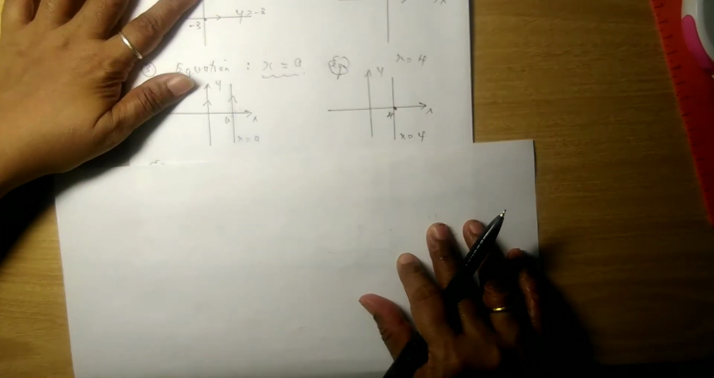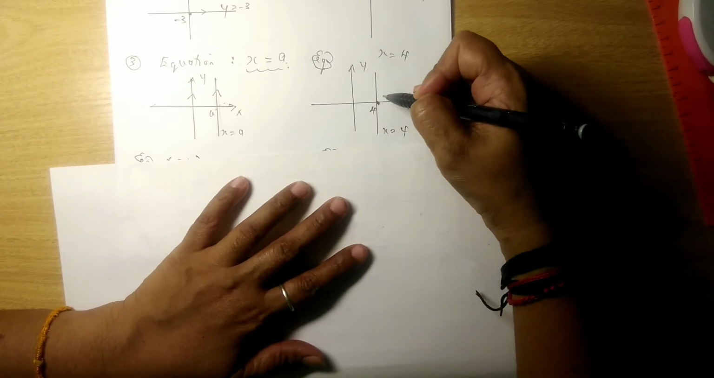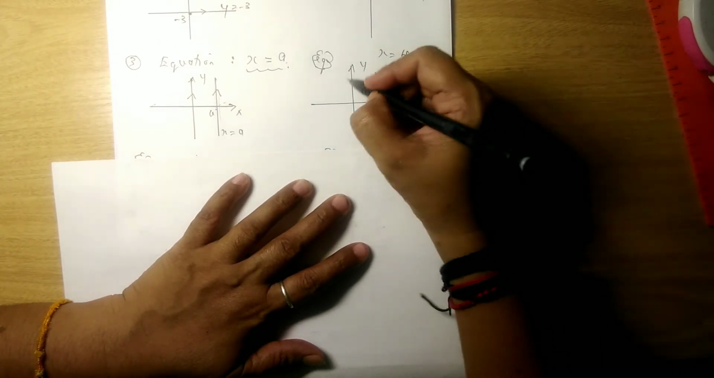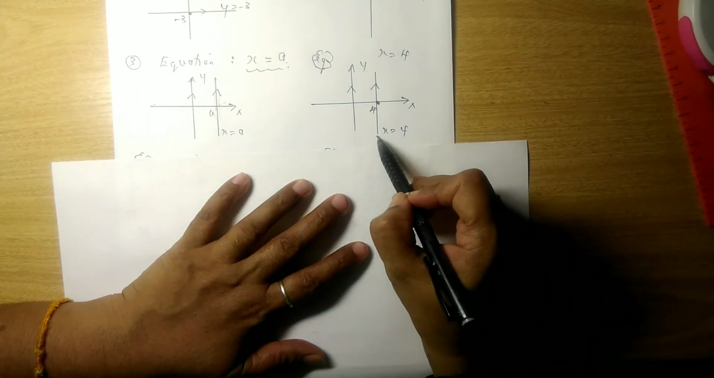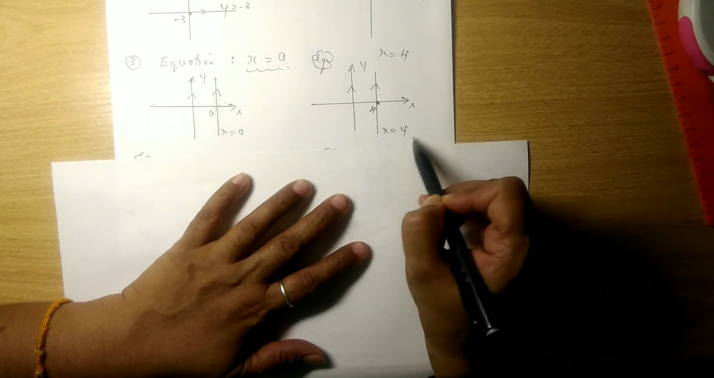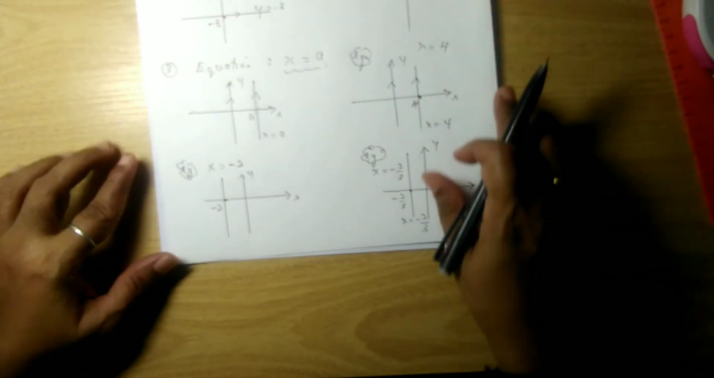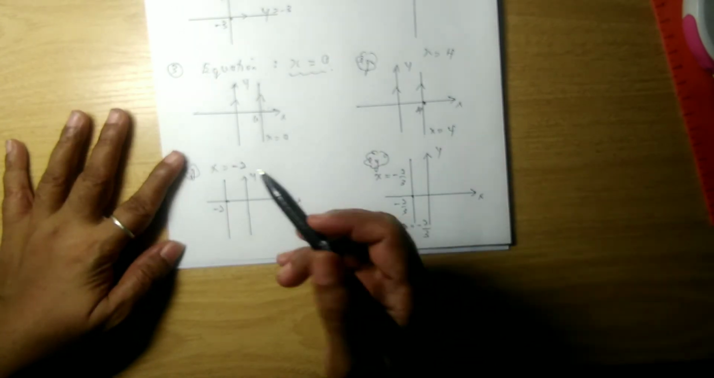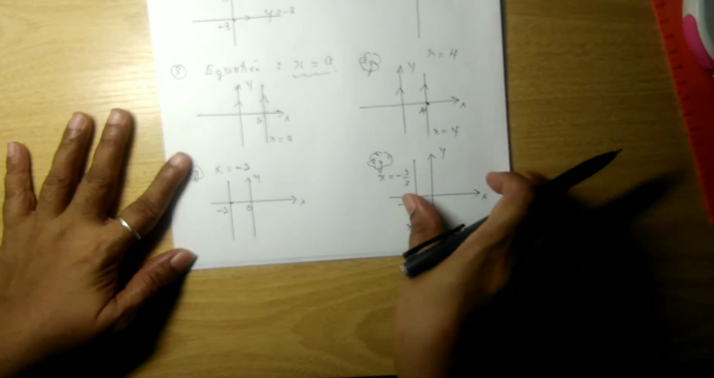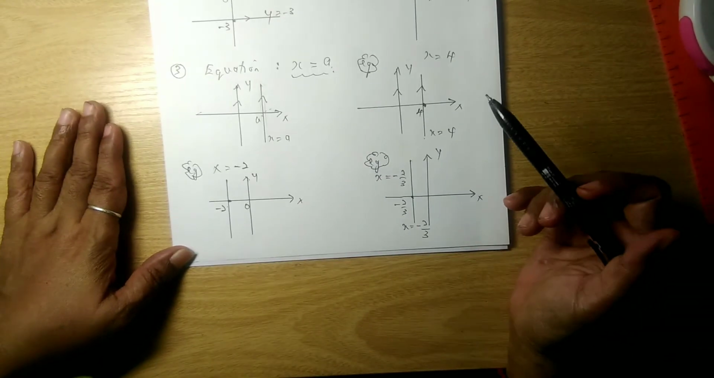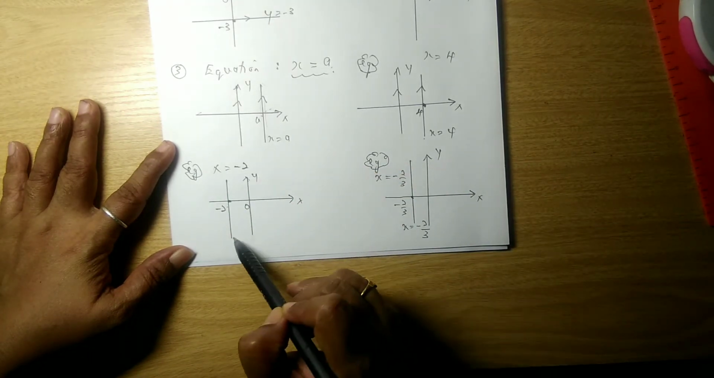Same thing here. Let's say when x = 4, we just mark 4 on your x-axis and draw a line vertically. This and this are parallel. So this is your straight line when x = 4. Same thing here: let's say x = negative 2. This is your origin, so negative 2 is here. You draw a line vertically that passes through negative 2. So this is the equation x = negative 2.